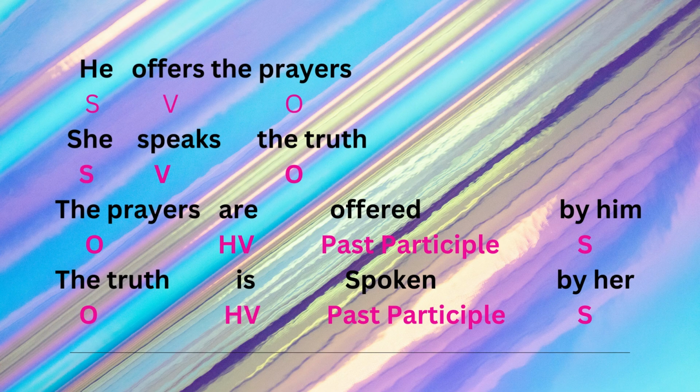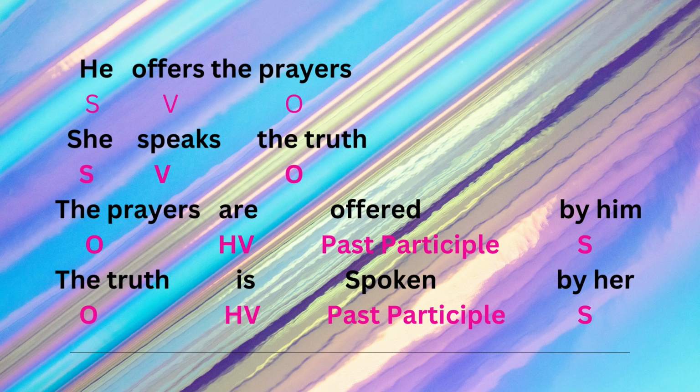Look at the following sentences. He offers the prayers. She speaks the truth. In the first sentence, he is the subject, offers is the verb, the prayers is the object. In the second sentence, she is the subject, speaks is the verb, the truth is the object.